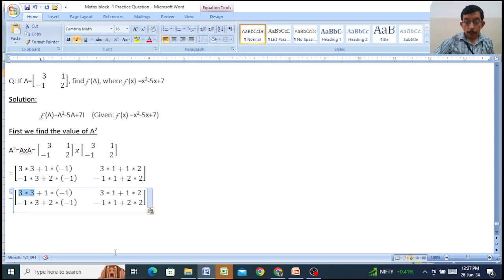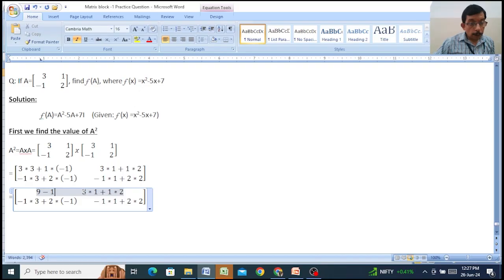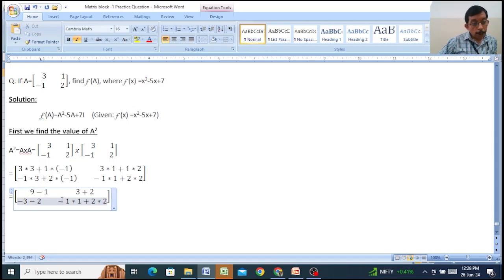Three multiplied by 3 is equal to 9. 1 multiplied by minus 1, then we put minus 1. 3 multiplied by 1, the result is 3. 1 multiplied by 2, the result is 2. Note down here in the same position. Minus 1 into 3, the result is minus 3. Note down in the same position. 2 into minus 1 is minus 2. Note down minus 2 in the same position. 1 into minus 1 is minus 1. Note down in the same position. 2 twos are 4. Note down 4 in the same position.